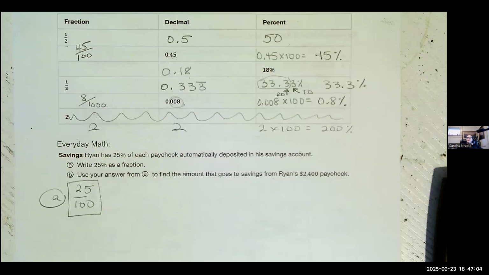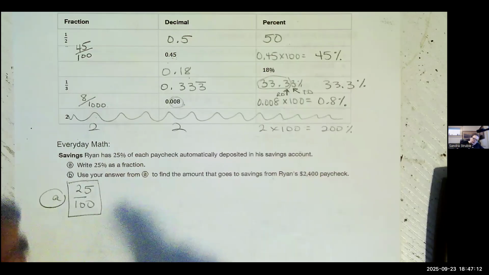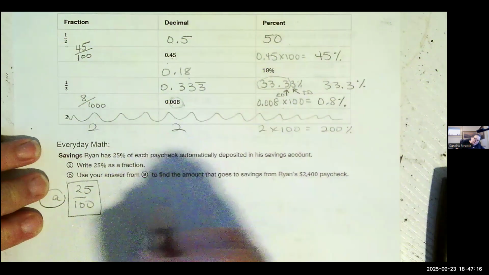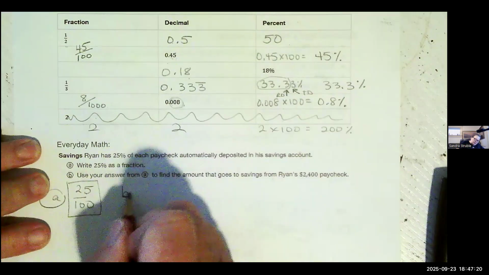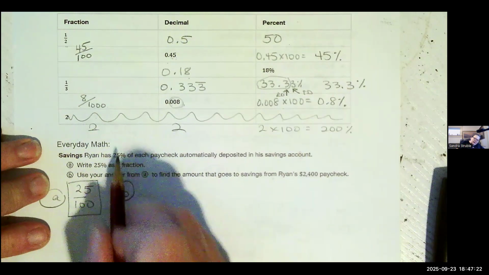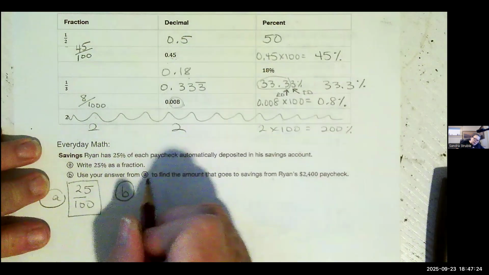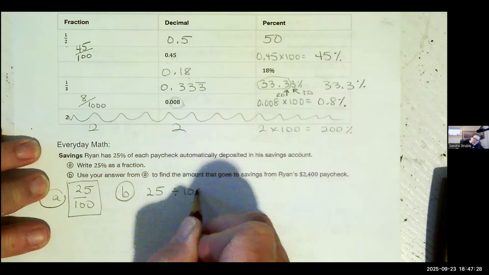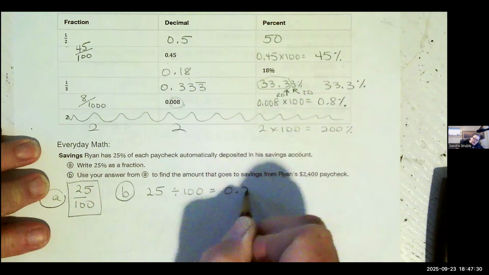It says use your answer from A to find the amount that goes to savings for Ryan's $2,400 paycheck. I disagree with this. I'm going to have to change this up because I don't like that. Instead, I want you to write the percent as a decimal. So I'm so sorry. Let's go ahead and do this next. So we're going to write our percent as a decimal. So I'm going to take 25, divide it by 100, and put equals. And I get 0.25.